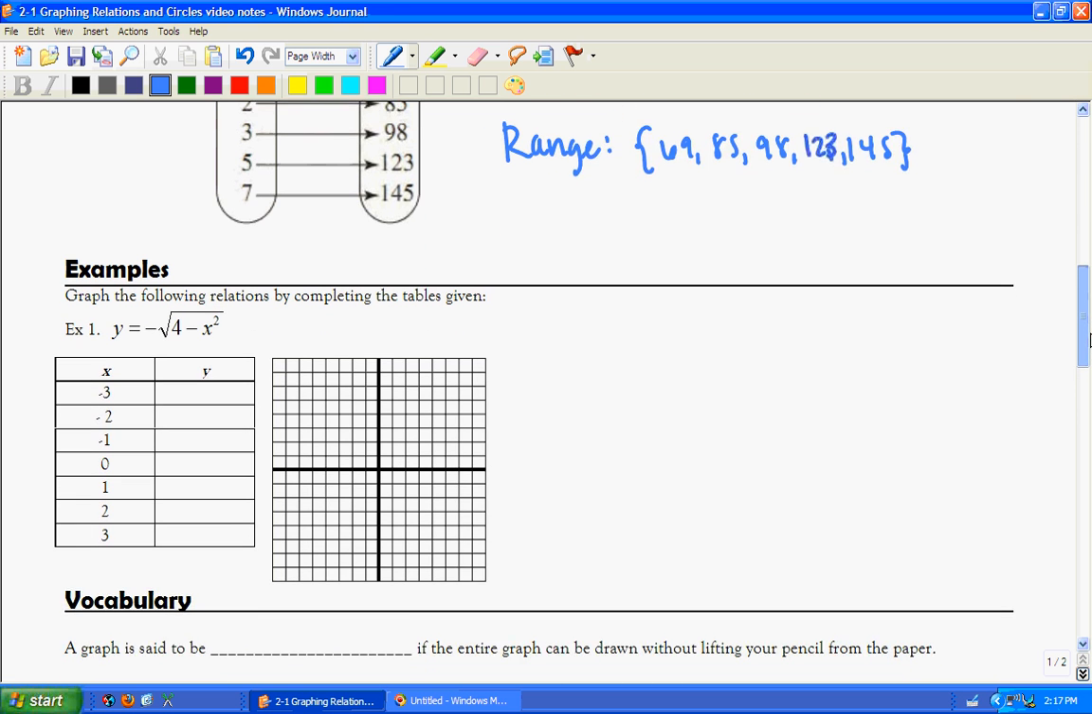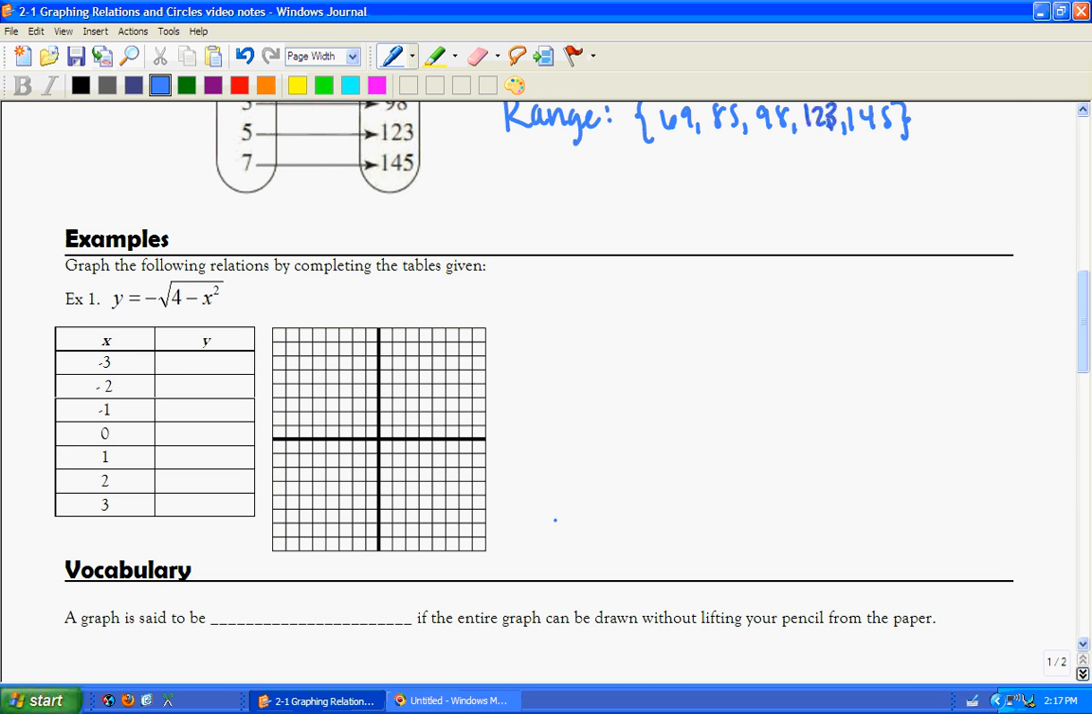So to graph, there are many ways to graph. One is to do a table of values. So if we plug in a -3 for x, squared, that would give us 4 minus 9, which is a negative number, and we can't take the square root of a negative without going into the complex realm. There's no real answer for y in that case. If we plug in -2 for x, squared, that would give us 4 minus 4, which is 0. When you square root 0, you still get 0. Same with the negative, doesn't matter.